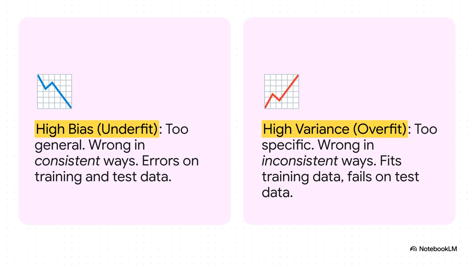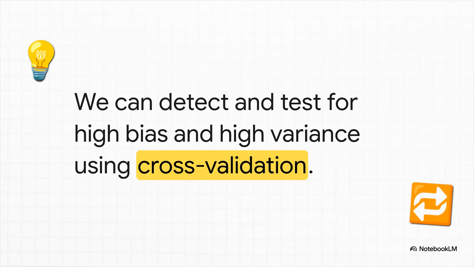But a high variance model is trickier. It's brilliant on the training data, gets a perfect score, but it fails on new data because it basically cheated by memorizing the answers instead of learning the concepts. It's wrong in inconsistent, unpredictable ways. So, how do we manage this balancing act?